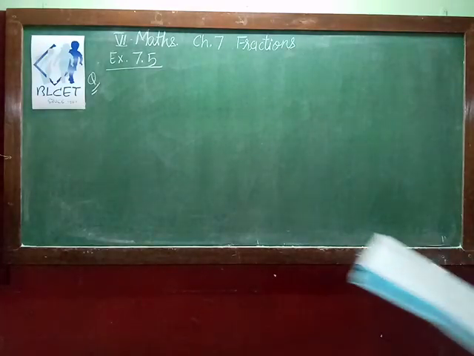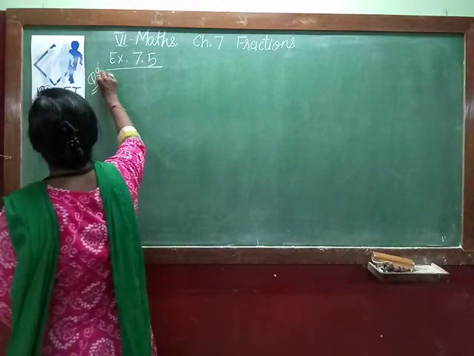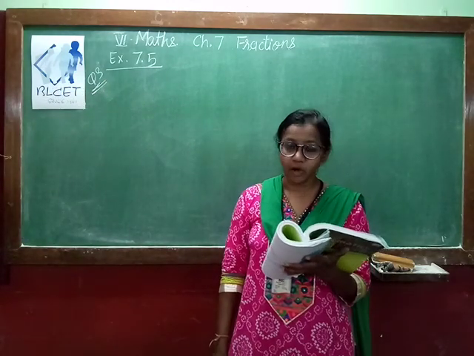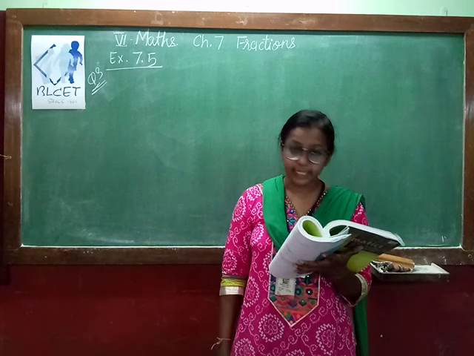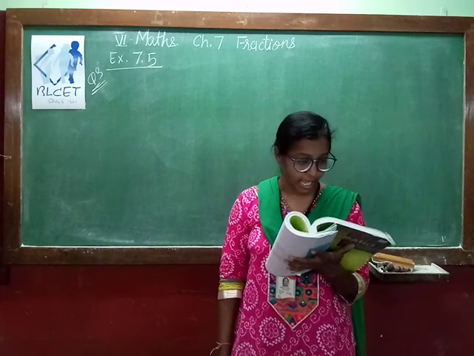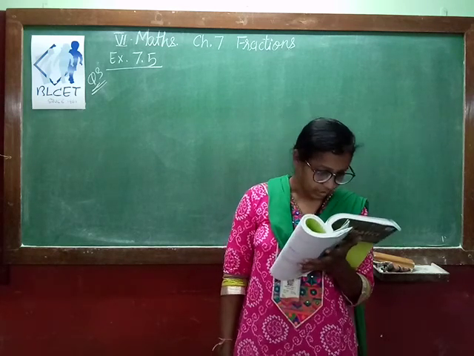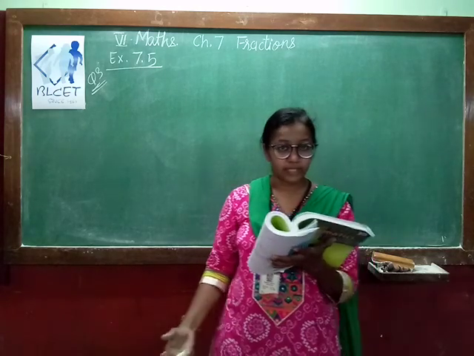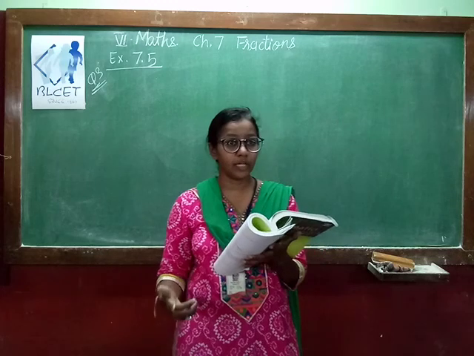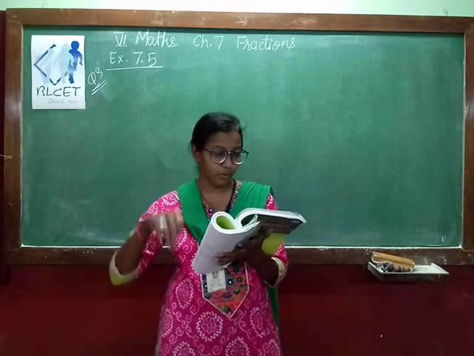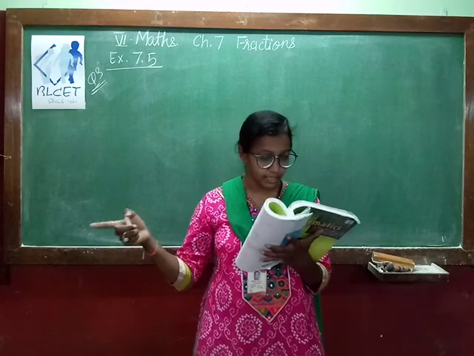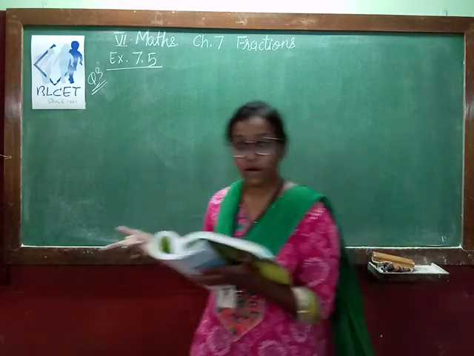See question number 3. How to solve this question? Let's see. Shubham painted 2 by 3 of the wall space in his room. His sister Madhuri painted 1 by 3 of the wall space. How much did they paint together? Together means we have to find the total amount of wall painted by both. So what do we have to do? Painted by Shubham plus painted by his sister Madhuri. So we have to do the addition.